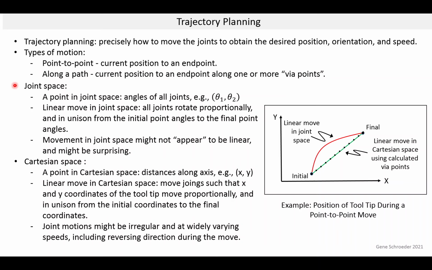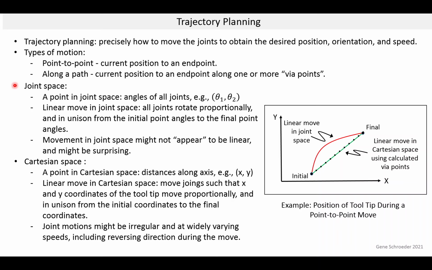Now the term space as I use it here is a mathematical concept, so I wouldn't try to equate it too much with the common view of space. Just think of a space as a collection of things that can be viewed as points. So let's talk about these two spaces. A point in joint space consists of the angles of all the joints. So for the 2-link arm we looked at, a point in joint space would be the theta 1 and theta 2 values.